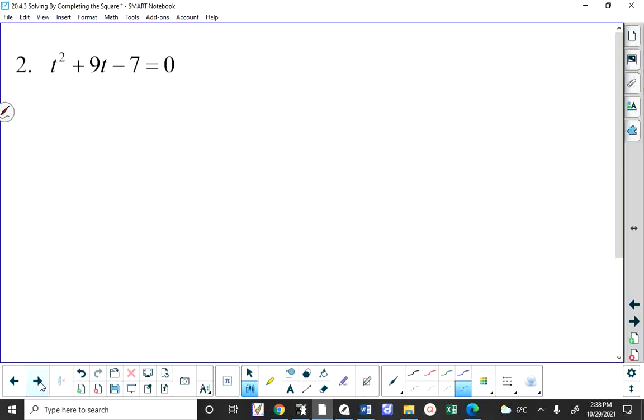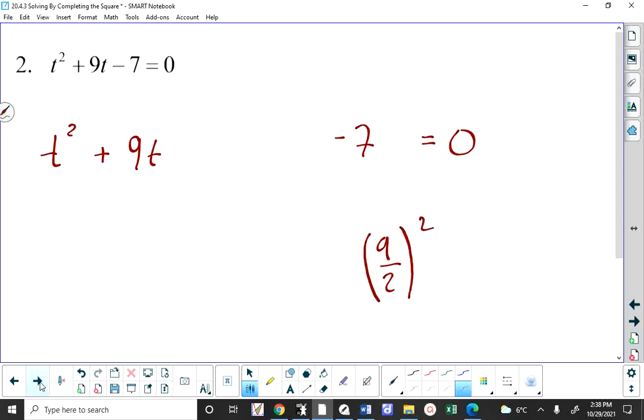So t squared minus 9t minus 7. Now the algebra is going to get a little more complicated here. We can take the t squared and the 9t and really separate them from the constant term, which is what you need to do visually for completing the square. I need to take 9 and divide it by 2, which will give me 9 halves, and then I need to square it. So the number I'm going to be adding in here is 81 fourths.